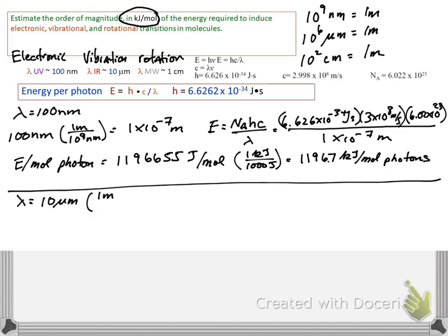Do the same thing for 10 to the 10 microns, which is infrared radiation. Multiply that by 1 meter divided by 10 to the 6th micrometers. We get 10 to the minus 5 meters for the wavelength. Put it into the formula.